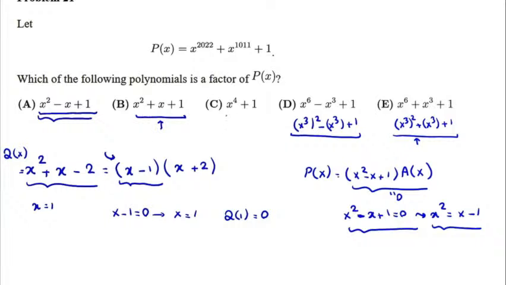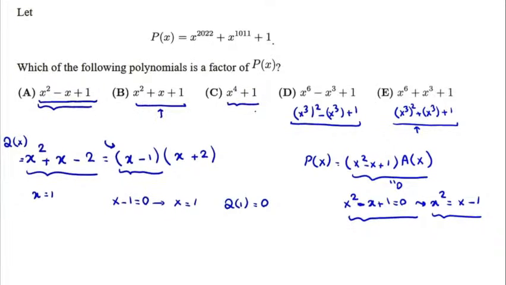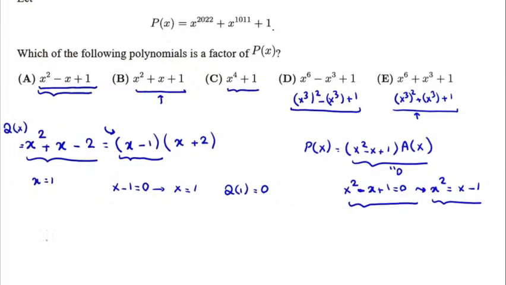Okay, so the easiest one is to check x to the 4 equal to negative 1. Let me show you how you can prove. So choice C, x to the 4 plus 1. You consider it is 0, so x to the 4 is negative 1.